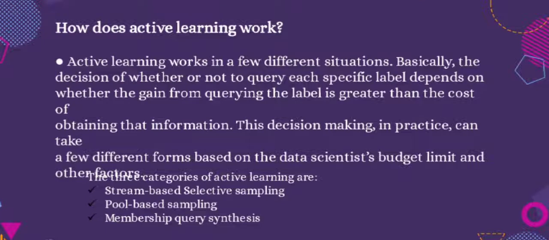So next is, how does active learning work? So active learning works in a few different situations. Basically, the decision of whether or not to query each specific label depends on whether the gain from querying the label is greater than the cost of obtaining that information. This decision making in practice can take a few different forms, based on the data scientist's budget limit and other factors. So, the three categories of active learning are stream-based selective sampling, pool-based sampling, and membership query synthesis.